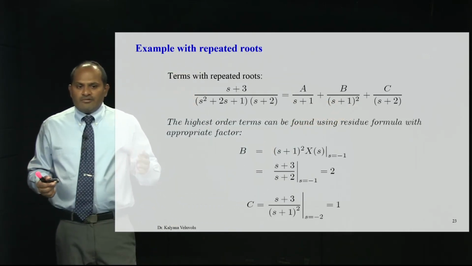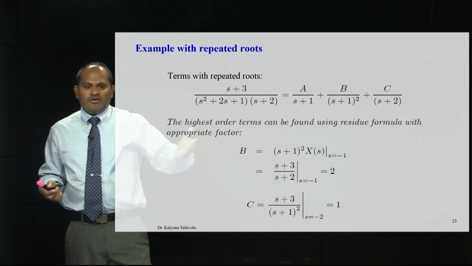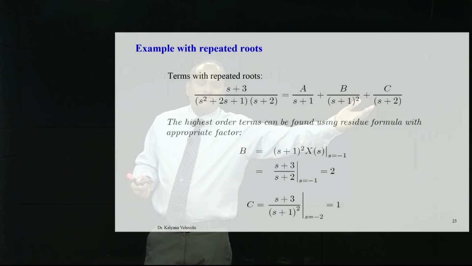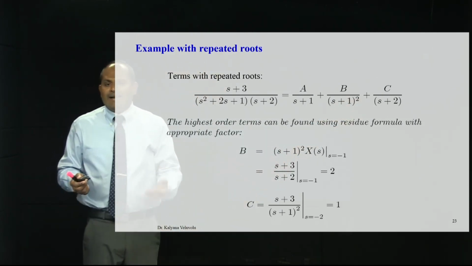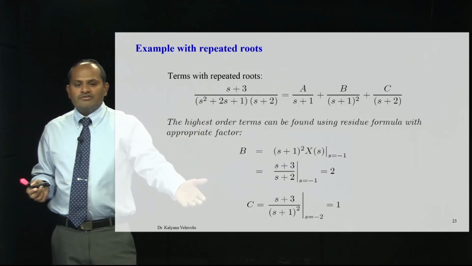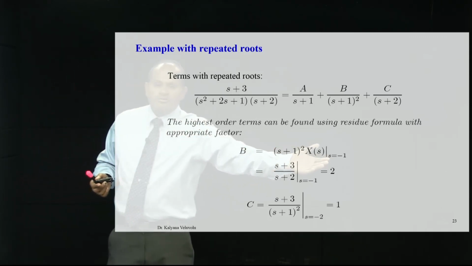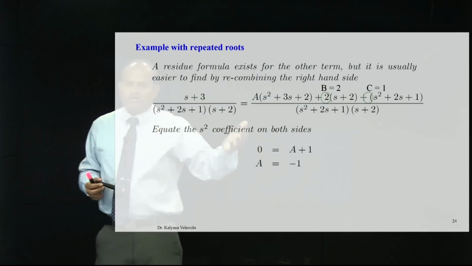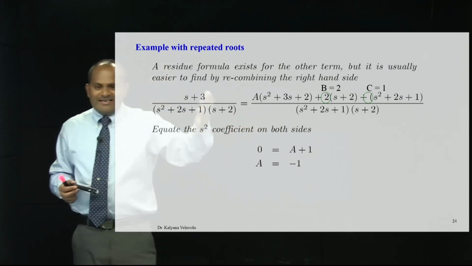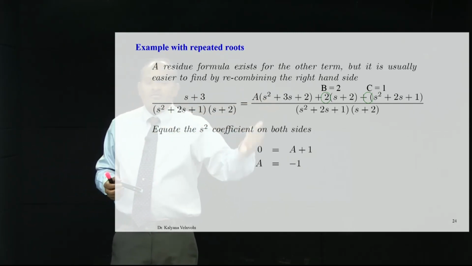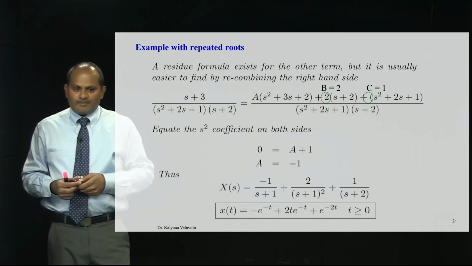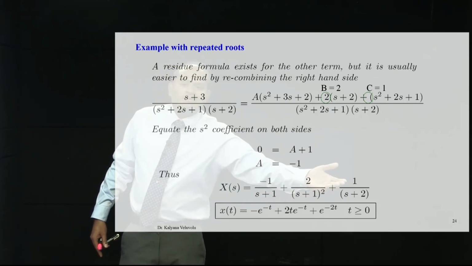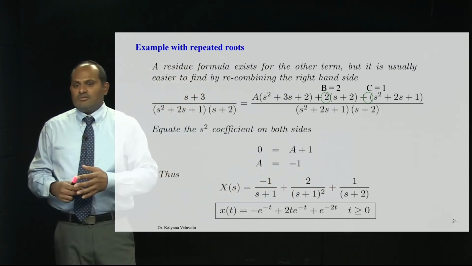The higher order terms can be found using the residue formula. When you have these repeated roots, b and c can be easily obtained with s plus 1 whole square and s plus 2, and you can use the residue formula to directly get the values for b and c. By using the residue formula, I get b is equal to 2 and c is equal to 1. But the rest of the roots you have to work out. Substituting these values and then equating the left hand side and the right hand side, we can get the value for a. So, by doing that, I get the values for all three terms. Now, I have my partial fraction. Once you get the partial fraction, the problem is solved.